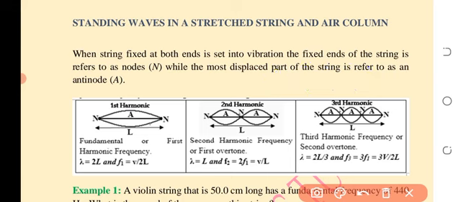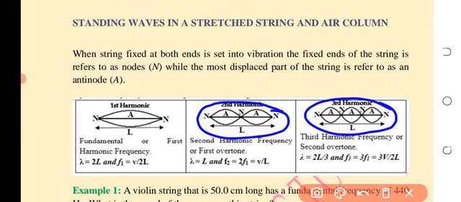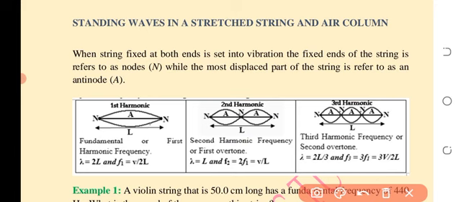When the string is vibrating in this mode, we say the string is vibrating in first harmonic mode. That is when the string is vibrating with just a single loop. That is what we call first harmonic mode. And when the string is vibrating in this mode, we call it second harmonic mode. And this is third harmonic mode, and there are some other names that they can call it. You can see right on the screen.